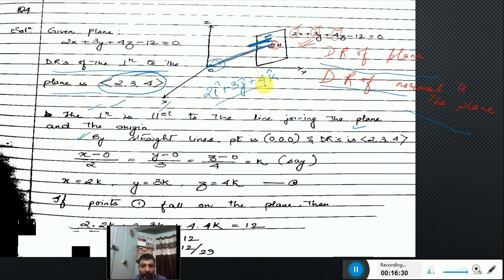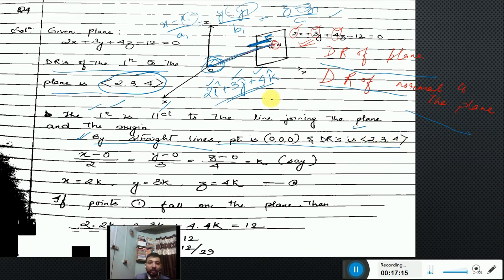Now if this is a parallel vector and the point is this, I can directly write (x minus x1) by a1 equals (y minus y1) by b1 equals (z minus z1) by c1, right? Where this is my a1, b1 and c1, and x1, y1, z1 are 0, 0, 0. See, by straight line, this is the kind of problem you should know: plane mixed with one more term. So by straight line, the point is this and the direction ratio is this, right?